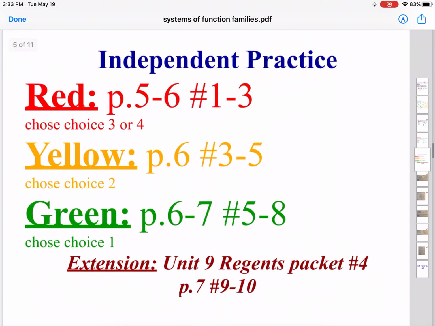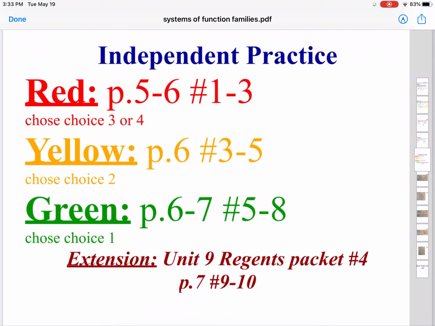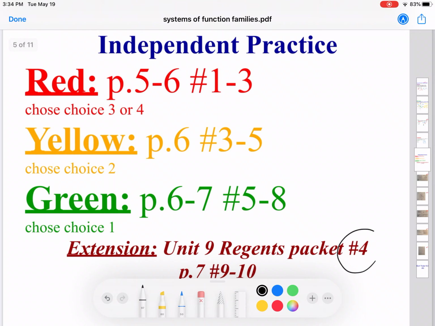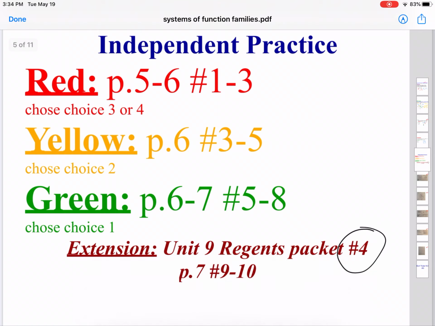So for your independent practice, if you chose choice 1, you're going to start with green. If you chose answer choice 2, you're going to start with yellow because you were pretty close there. You just chose the wrong sign in your answer. And if you chose choice 3 or 4, or you weren't quite sure how to solve this problem, please try red. Everyone, no matter what group you're in, should notice that you can now answer number 4 in your Regents packet. So go ahead and take some time, go try these questions, and come back when you're ready to check your work.